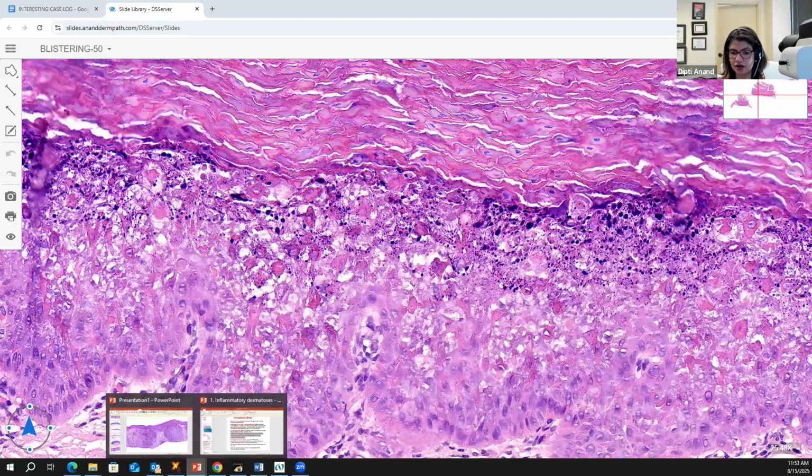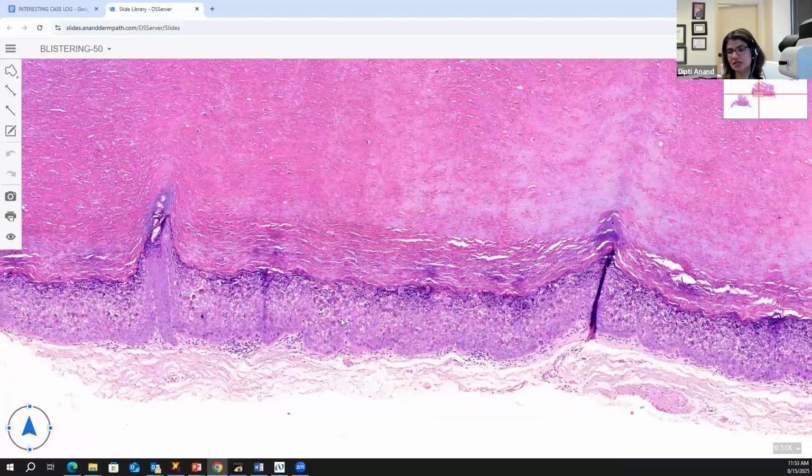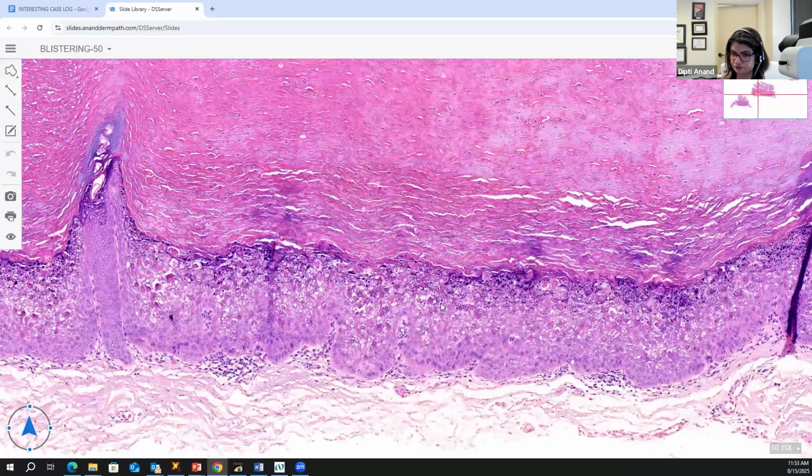When you deal with EHK, this is again the chart that you have to memorize. So it could be incidental. You could see it in a variant of an epidermal nevus. You can see it in a blistering eruption in kids, which is congenital bullous ichthyosiform erythroderma, or a localized eruption, which is ichthyosis bullosa of Siemens. So you need to memorize what keratin mutation is involved in what. And you can also see it in palmoplantar keratodermas, the epidermolytic one, which is Vörner syndrome, a keratin 1 and 9 mutation. So when they show you this particular reaction pattern, they will always ask a second-order question with this. So this is a reaction pattern of epidermolytic hyperkeratosis.